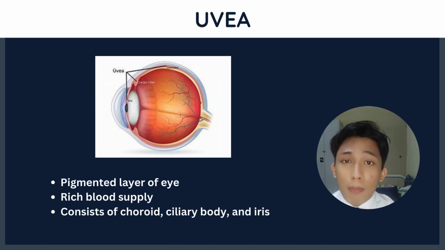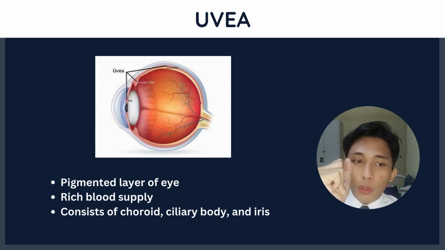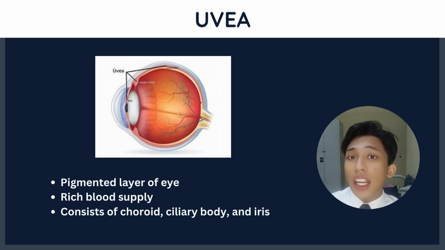Alright, so the next part is the uvea. Uvea is the pigmented layer of the eye. It has a rich supply of blood. It also consists of 3 parts. The first one is the choroid. The second one is the ciliary body, and last is the iris.